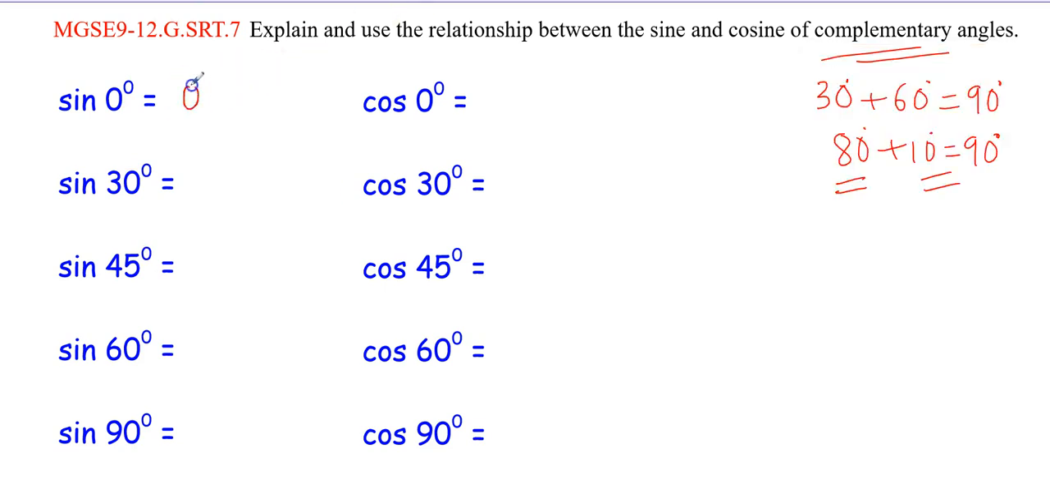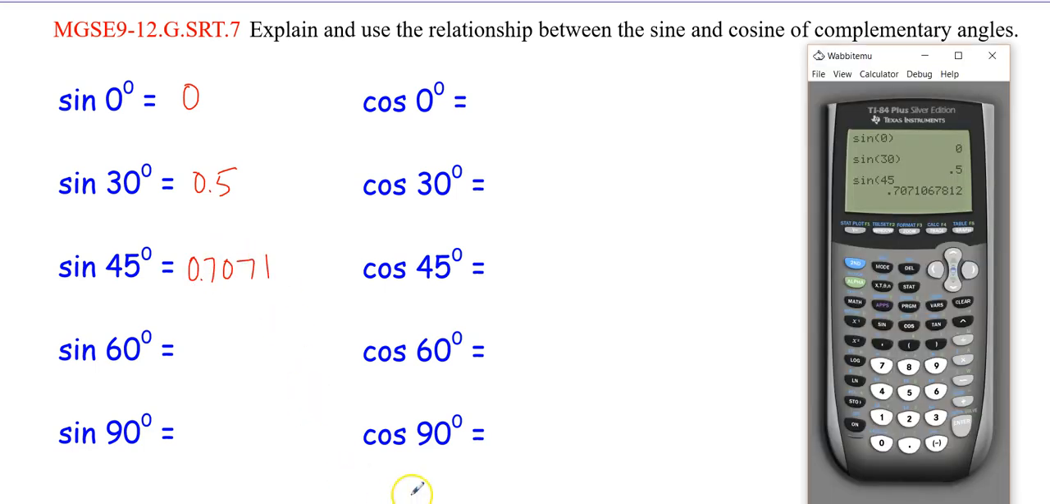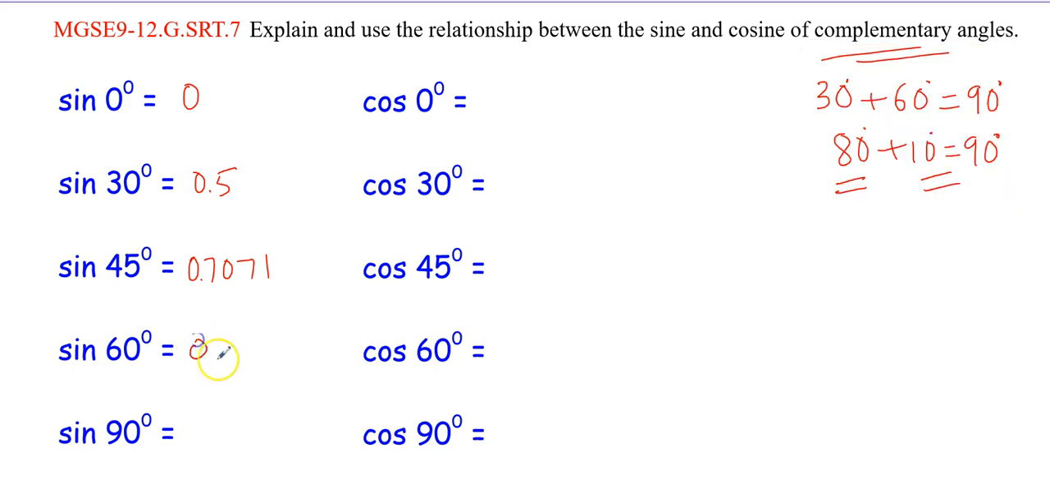Let me write it down here. Sine 0 degrees is 0. Sine 30 is 0.5. Sine 45 is 0.7071. Sine 60 degrees is equal to 0.8660. We are rounding all this to the nearest 10,000th, that is 4 decimals. And lastly, sine 90, which is equal to 1.